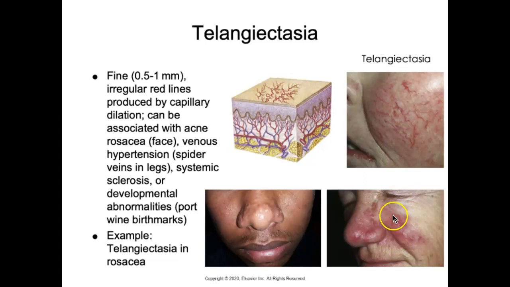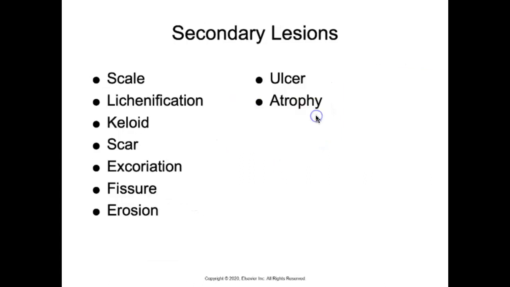And we can see another example over here where those fine lines aren't quite as easily distinguished because of the rosacea. And then here is how it looks in somebody that has darker skin. So those were all primary lesions. Now let's talk about secondary lesions.